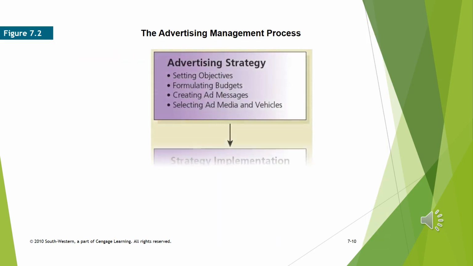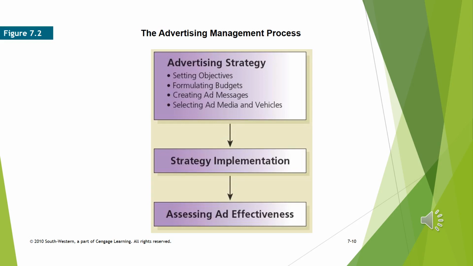The advertising management process. There are 3 processes of advertising management. First, advertising strategy. Includes setting objectives, formulating budgets, creating ad messages and selecting ad media and vehicle. Second, strategy implementation. Third, assessing ad effectiveness.